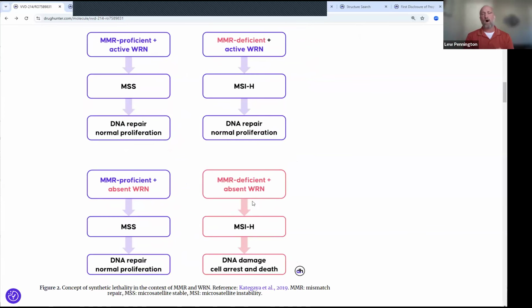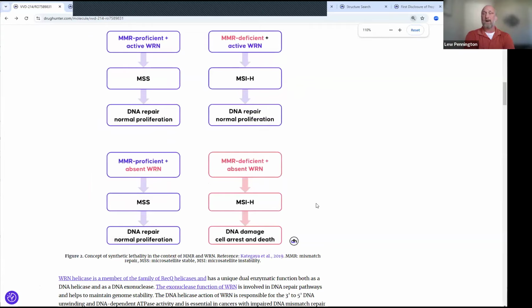I don't have time to go into all of them, but for the purpose of the therapeutic hypothesis in this story, the hypothesis was that if you have mismatch repair deficient cancer cell types and you could pharmacologically knock out Werner helicase, you could treat tumor types that have high microsatellite instability and leverage synthetic lethality. So the absence of mismatch repair mechanisms coupled with the pharmacological knockout of Werner helicase could lead to synthetic lethality. So that was the hypothesis of the program.